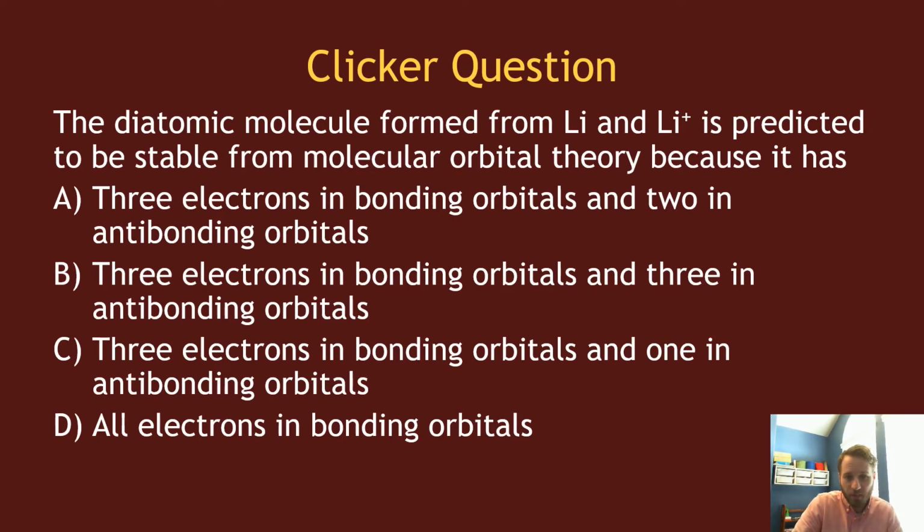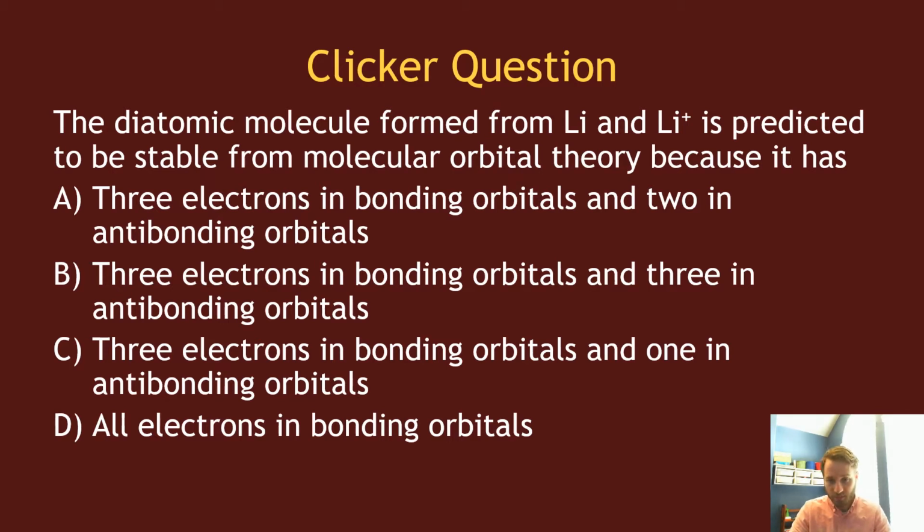First example: we have a diatomic molecule formed from lithium, and lithium plus is predicted to be stable. Why is it predicted to be stable? The options here have to do with whether electrons are occupying bonding or anti-bonding orbitals. So we need to draw the molecular orbital diagram for lithium dimer.